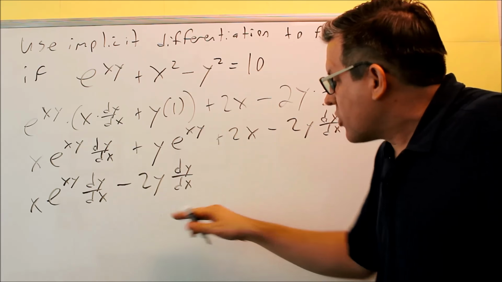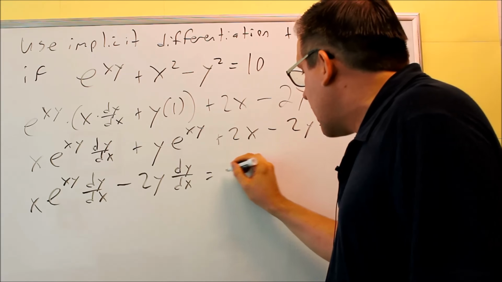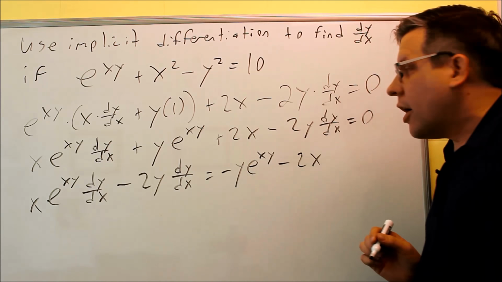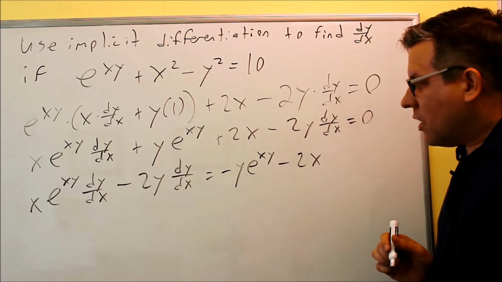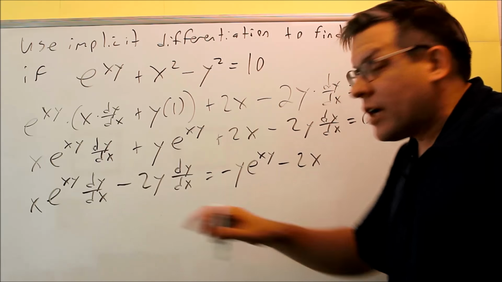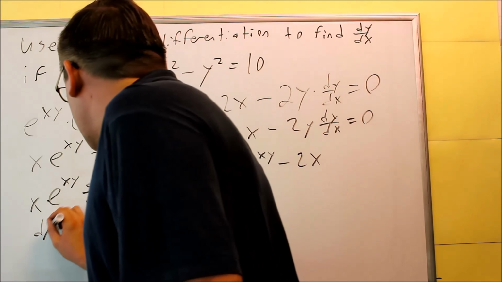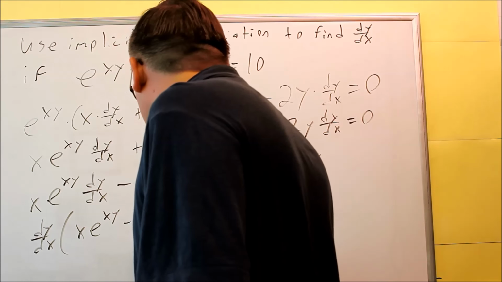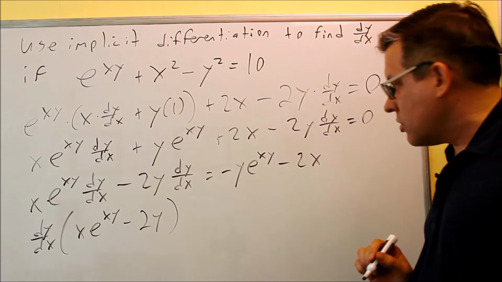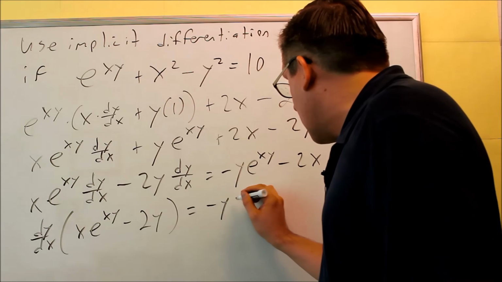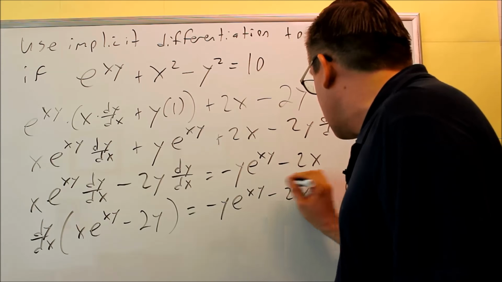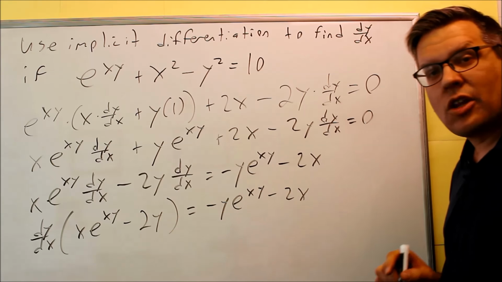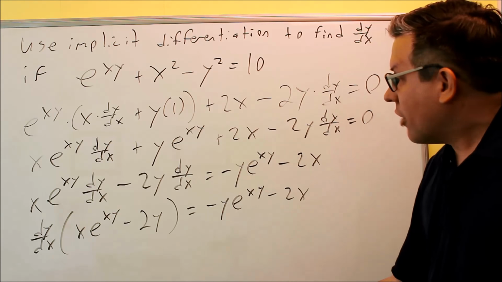So I'll put those together. Everything else goes across the equal signs. I have a minus y e to the xy and a minus 2x. All that goes across. Next, I'm going to factor out the dy dx from both those terms. So factoring out dy dx, I get x e to the xy minus 2y. So factor that out. On this side I get minus y e to the xy minus 2x, same thing I had before. The last thing you want to do, divide both sides by what's inside the parentheses, and that's going to get you your answer.